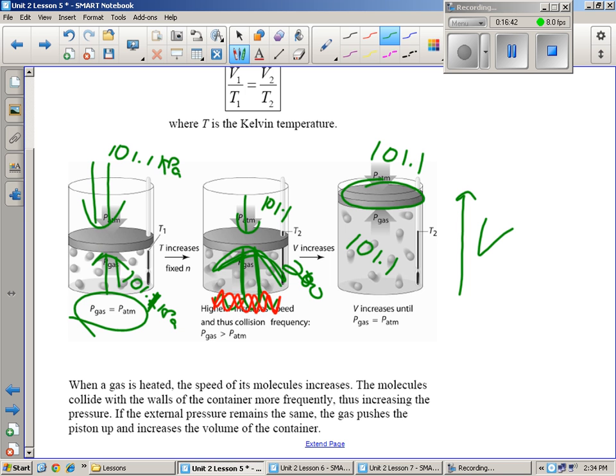That's what Charles' law is all about. Volume and temperature, how they're related, okay? Keeping the pressure the same, all right? So that's Charles' law. Good? Questions? Anyone? Yes, no? Don't know?